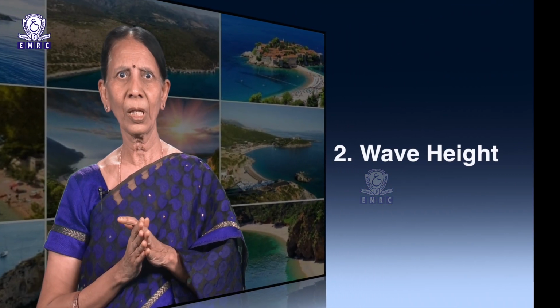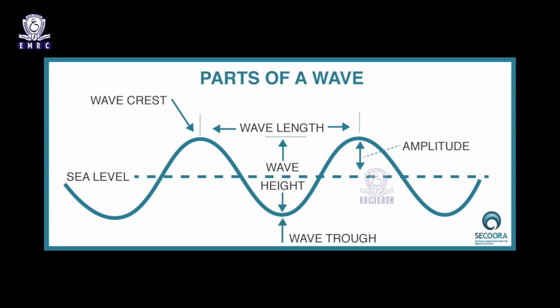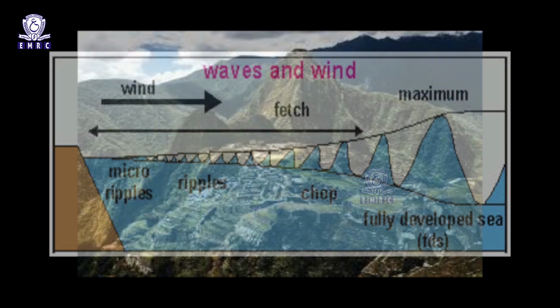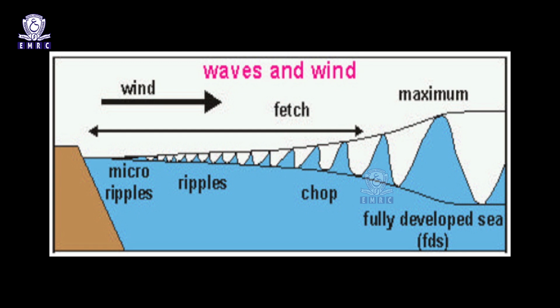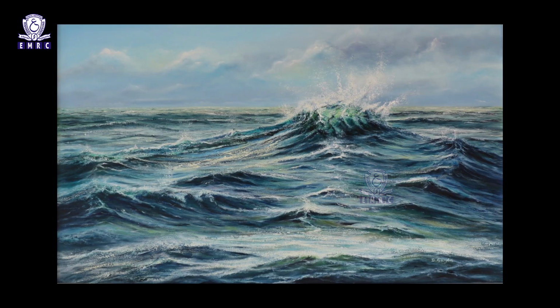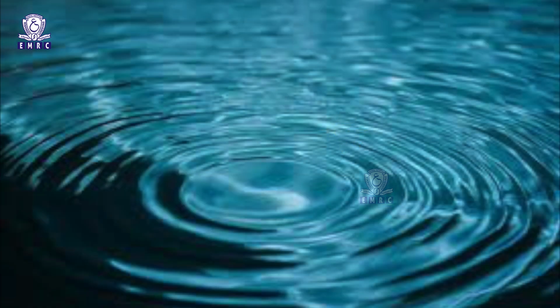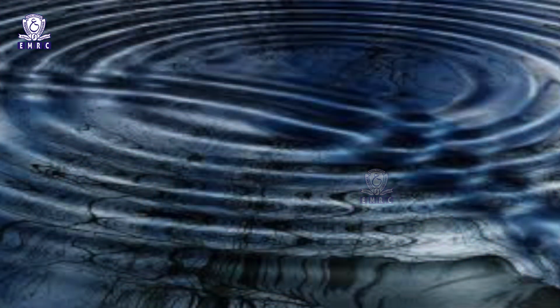Wave height. The wave height is the vertical distance between the wave crest and wave trough. The height of the sea waves generated by the wind depends on the wind speed. Wind, when passing over the sea surface, produces friction. When the wind speed is very low, that is less than 2 knots or in the form of a breeze, and blows over the calm water of the sea, small ripples are generated and grow as the wind speed increases.